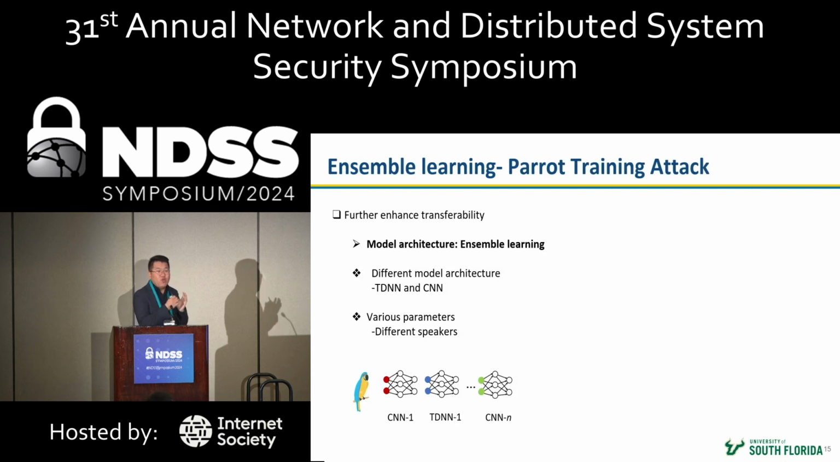Furthermore, to prevent our parrot training AEs from overfitting to some specific surrogate models, we propose to use an ensemble learning method. So we build our surrogate models with different architectures and parameters. For example, in different model architectures, we consider the TDNN and the CDNN models. And for different parameters, we can train each surrogate model with different speakers.